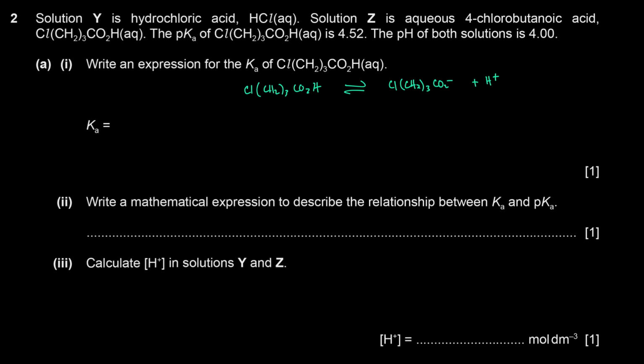And for the Ka for this acid, in the numerator we have the concentration of H plus, times the concentration of the conjugate base, divided by the concentration of the acid.